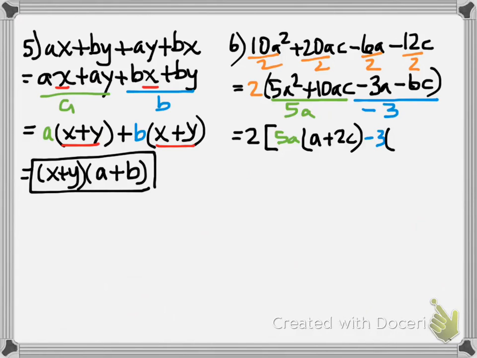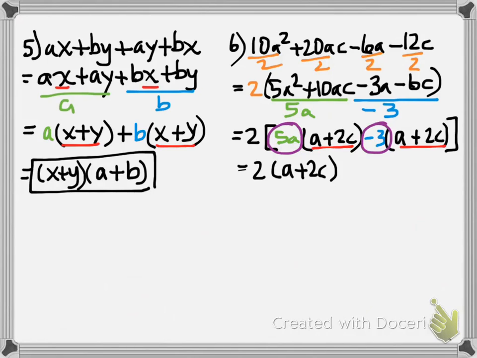Negative 3a divided by negative 3 is a positive a, and negative 6c divided by a negative 3 is a positive 2c. And if you notice, we did end up with like terms that are binomials. So for my final answer, I get 2 times the common binomial, a plus 2c, times the coefficients that I had pulled out, those of the second set of GCMFs. So I have 5a minus 3. And there you go.